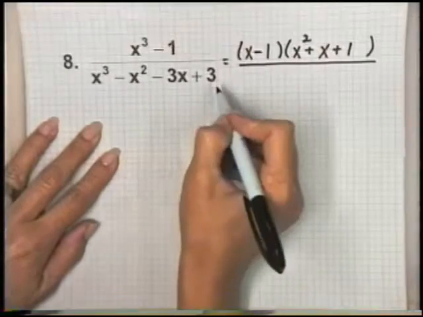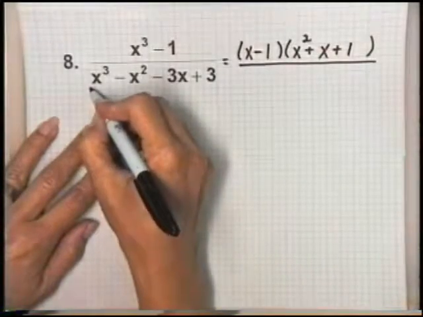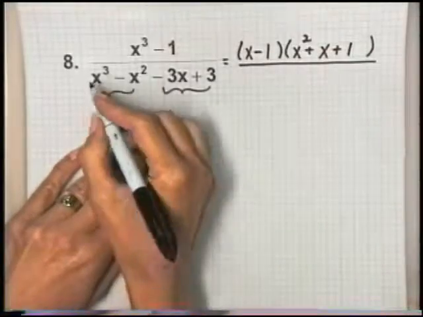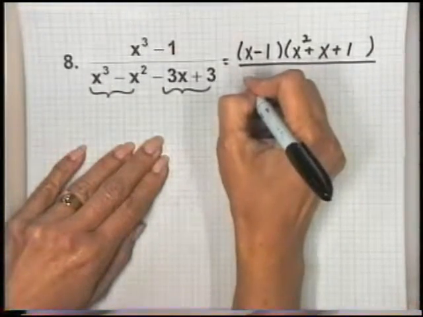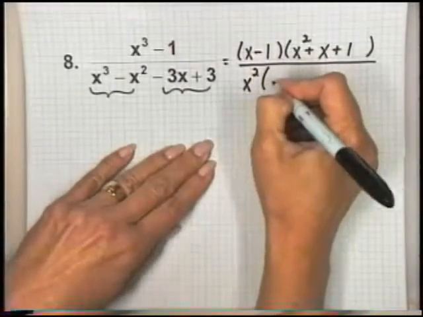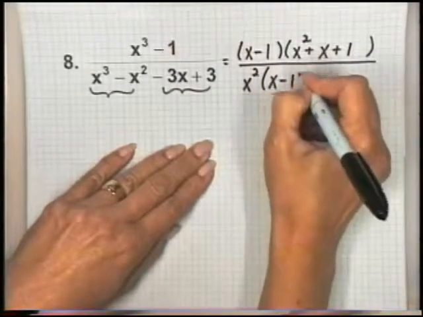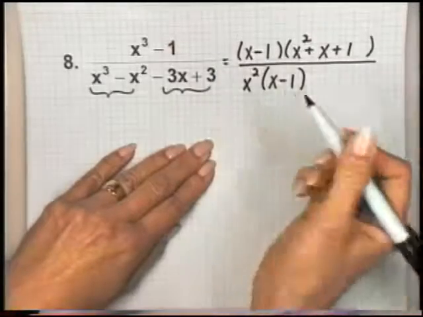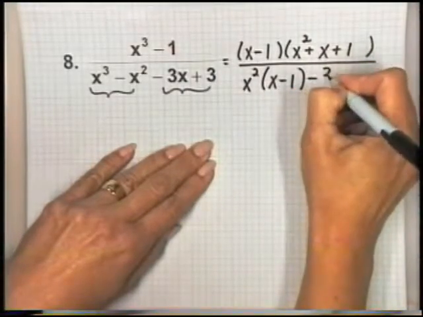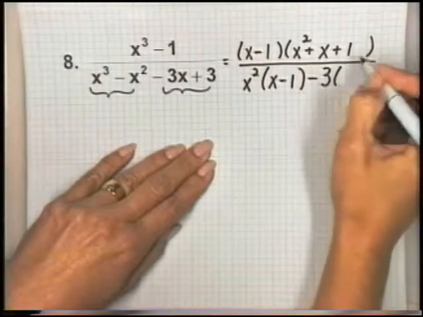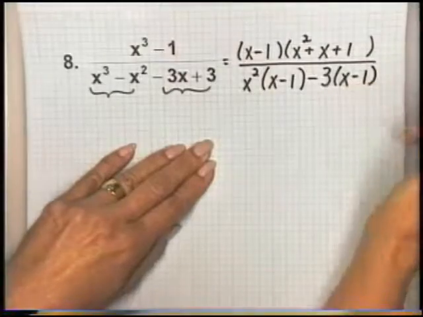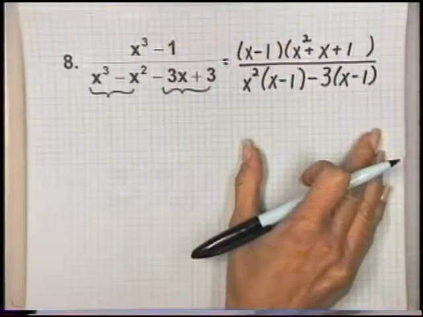Now, for this denominator with 4 terms, we group, don't we? Let's group these and these. For these first 2 terms, let's take out a common factor of x squared. That will leave us with x minus 1. And for the second 2 terms, let's take out a common factor of minus 3. That will leave us with x minus 1.